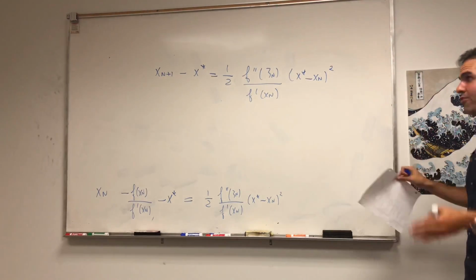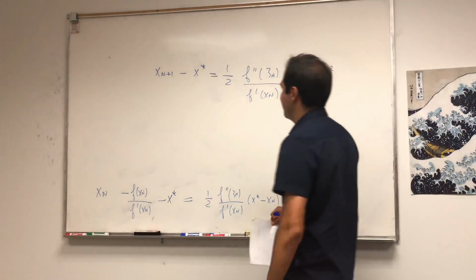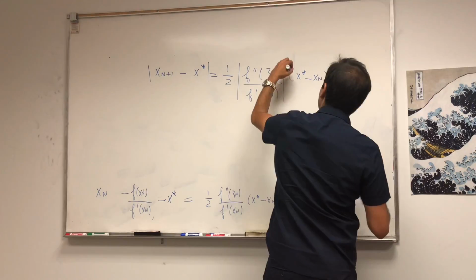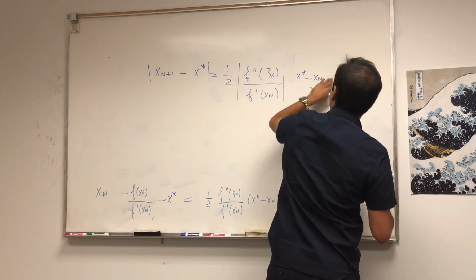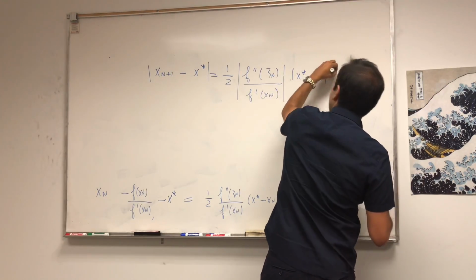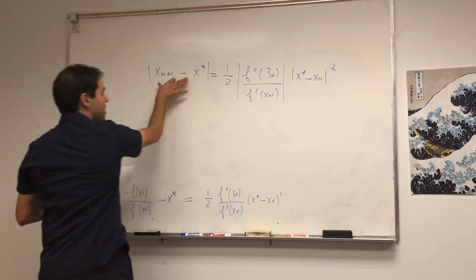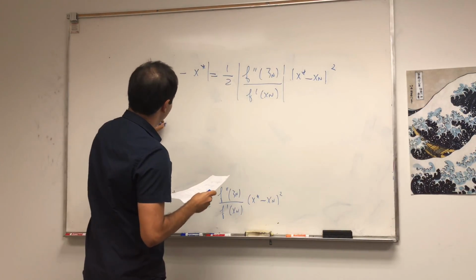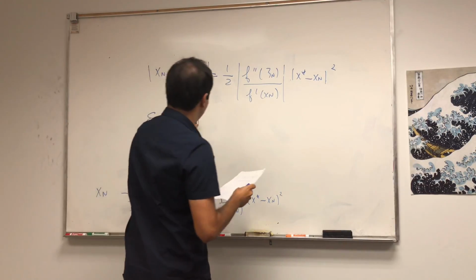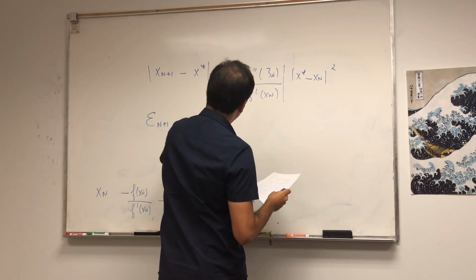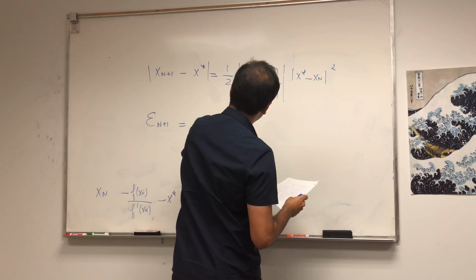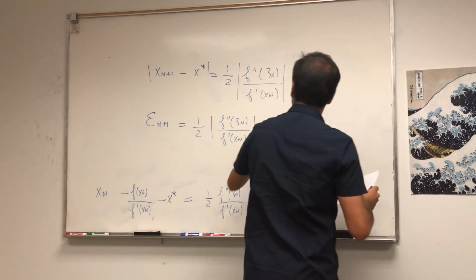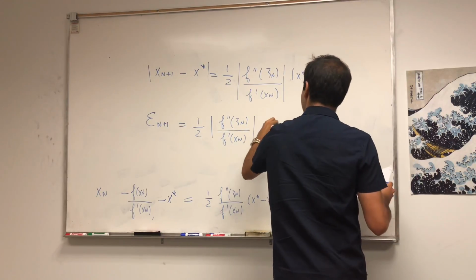Okay, as I said, we want to deal with errors, so let's just put absolute values everywhere. And I guess here also absolute. Doesn't matter, it's a square, but we have this. Now, this thing, remember I called this epsilon n plus 1. And that equals 1/2 f double prime of xi n over f prime of xn. And that's just epsilon n squared.